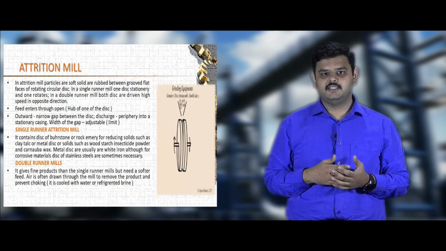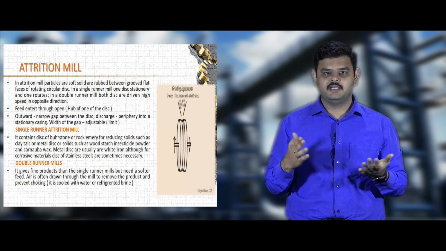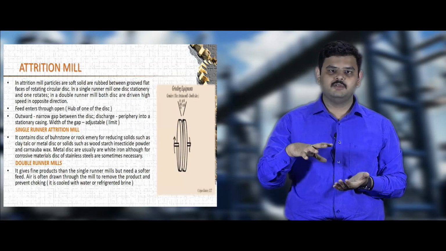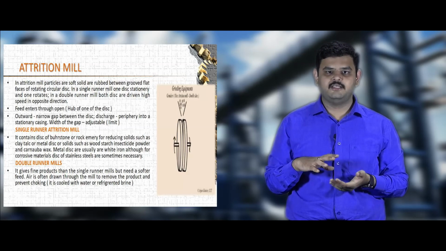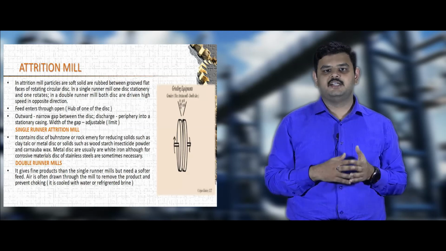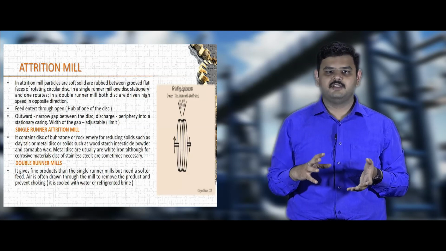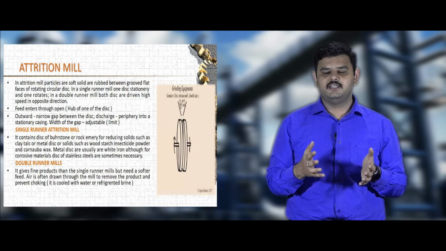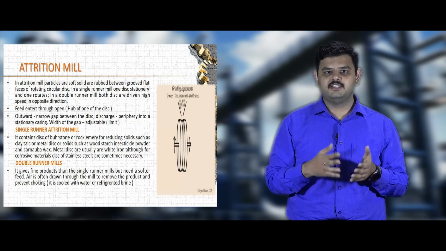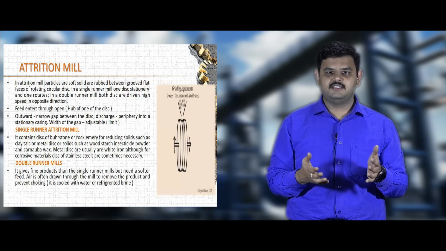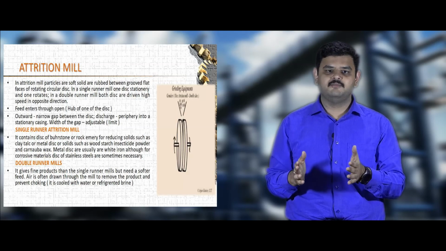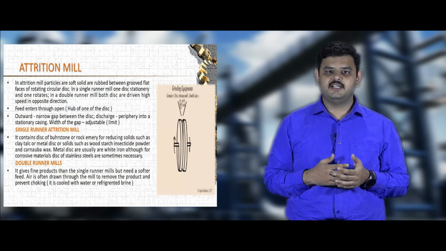In the single runner attrition mill, the particles are ground between one movable surface and another flat immovable surface. In the double runner attrition mill, the two surfaces rotate against each other and the particles are ground and size reduction takes place. The size reduction of the double runner is more than that of the single runner attrition mill.